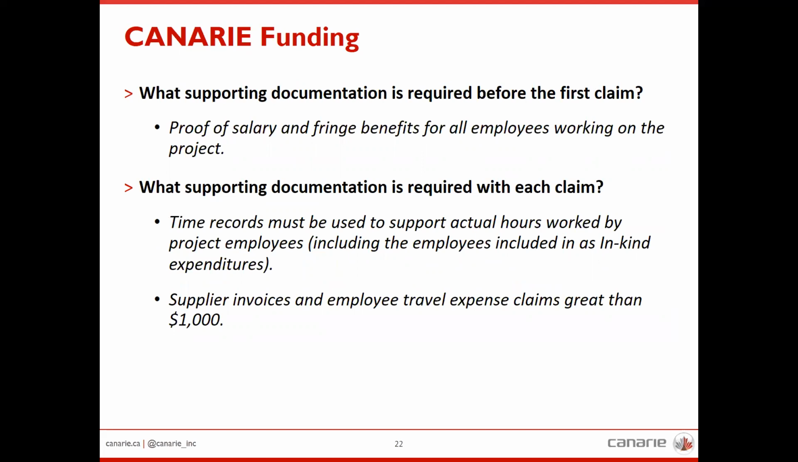What supporting documentation is required before the first claim? Before you submit your first claim in, Canary will require proof of salary and proof of fringe benefits for all the employees working on the project. This includes the employees in the in-kind section and any employees coming from your participants.